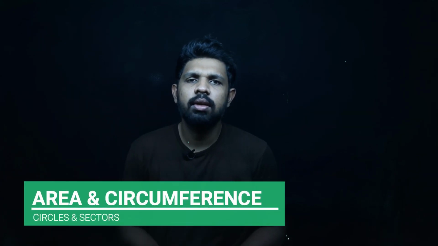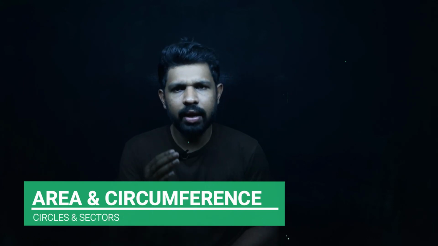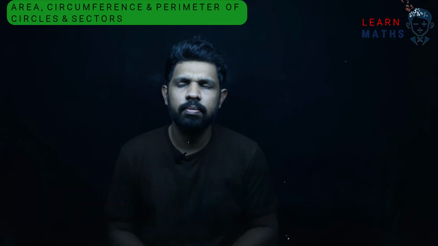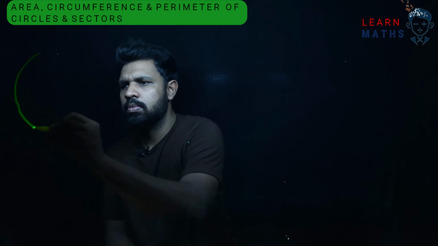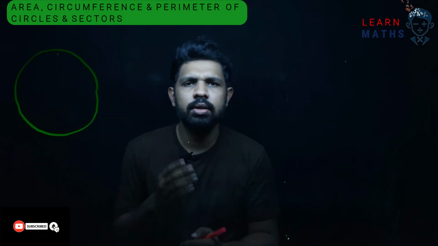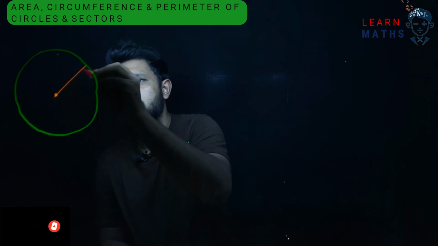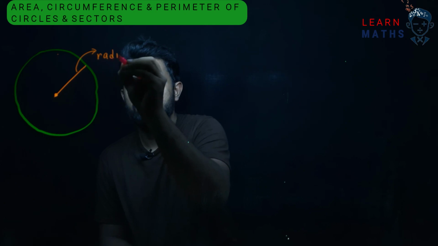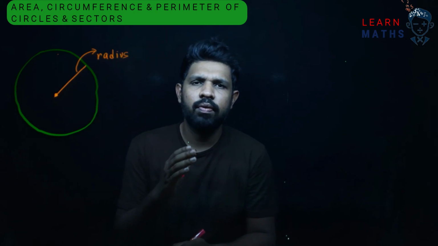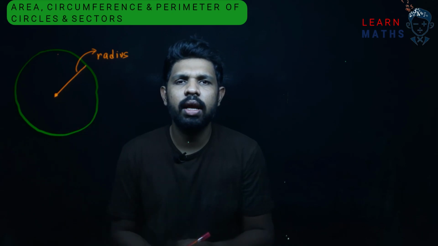Hello everyone. In this video, we will be learning about the area and circumference of circles and sectors. Firstly, we need to have a clear idea about the lines that are related to a circle. A line from the center to the circumference is called a radius. And a line from circumference to circumference through the center is called the diameter.